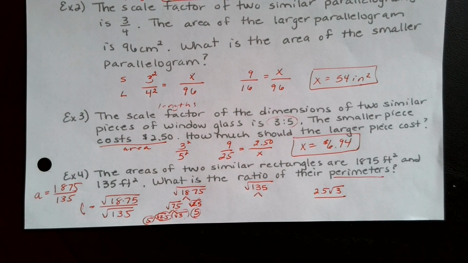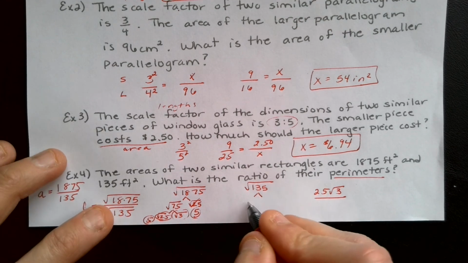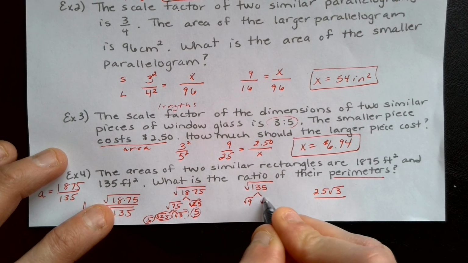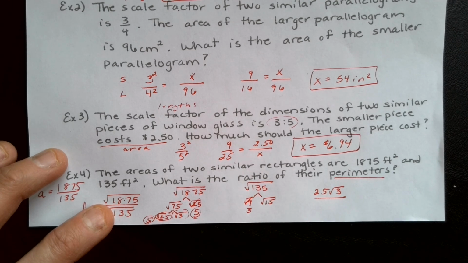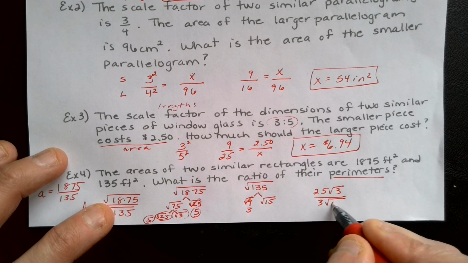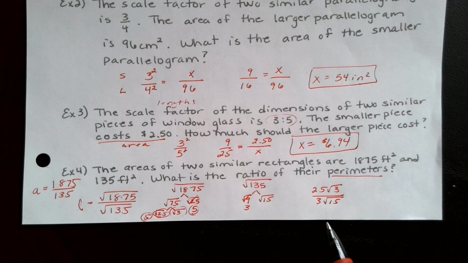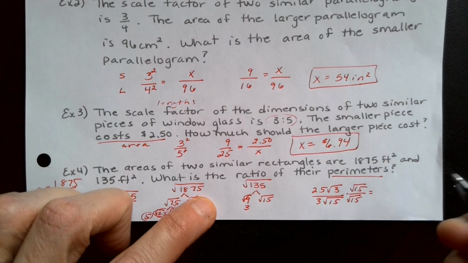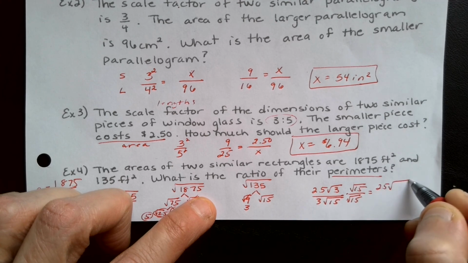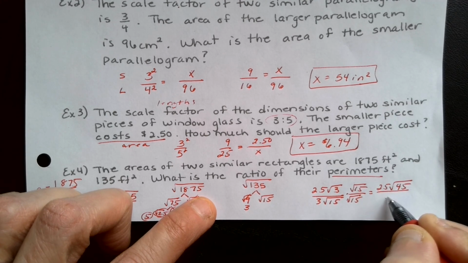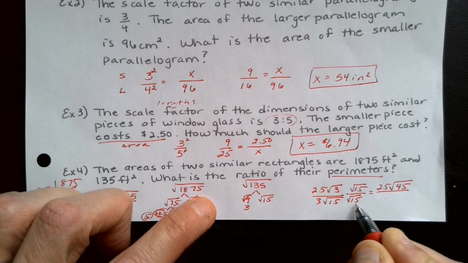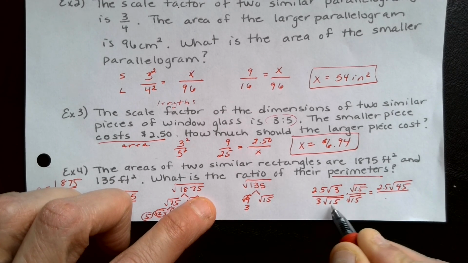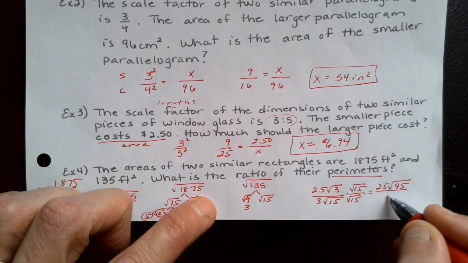Square root of 135 breaks down into square root of 9 times square root of 15. That is 3 square root of 15. Okay, so we're going to put that there. Now, can we have a square root in the bottom, boys? No, that's not proper form. So we're going to multiply the top and the bottom by root 15, and we are going to get 25 square root of 45 over 3, and square root of 15 times square root of 15, remember the reason we did this was to get rid of that square root, so we're going to get 15 back times the 3 is 45.